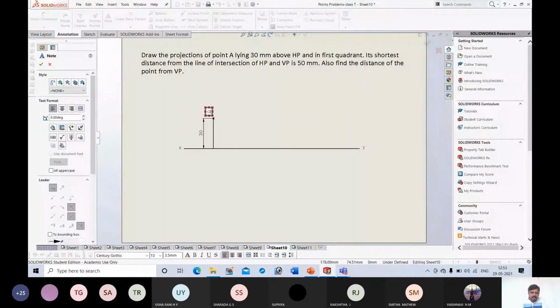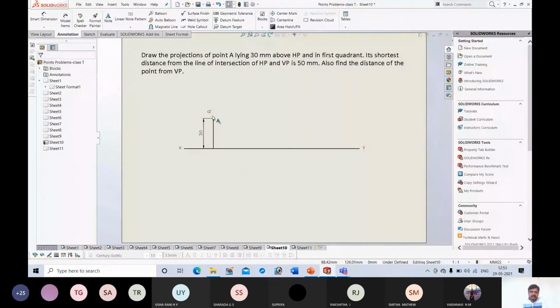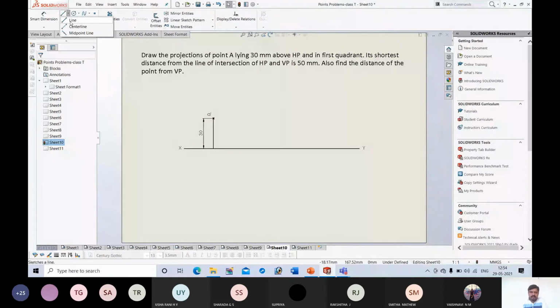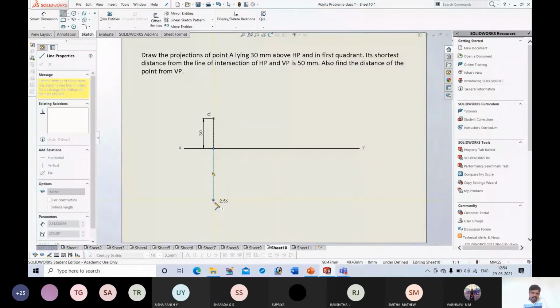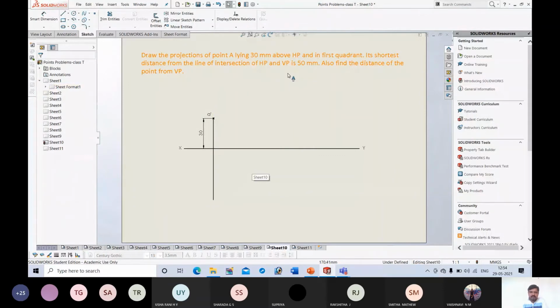Okay, then, it is in first quadrant. That means this projector on which the top view will lie should be below the XY line. I will draw a projector since it belongs to first quadrant. Top view also should lie on this line. Since I don't know the distance of the point from VP, I don't know where exactly the top view will be located, but I know it should be on this projector only and it should be below XY, because first quadrant means it should be in front of VP, and in the drawing it will be below the XY line.